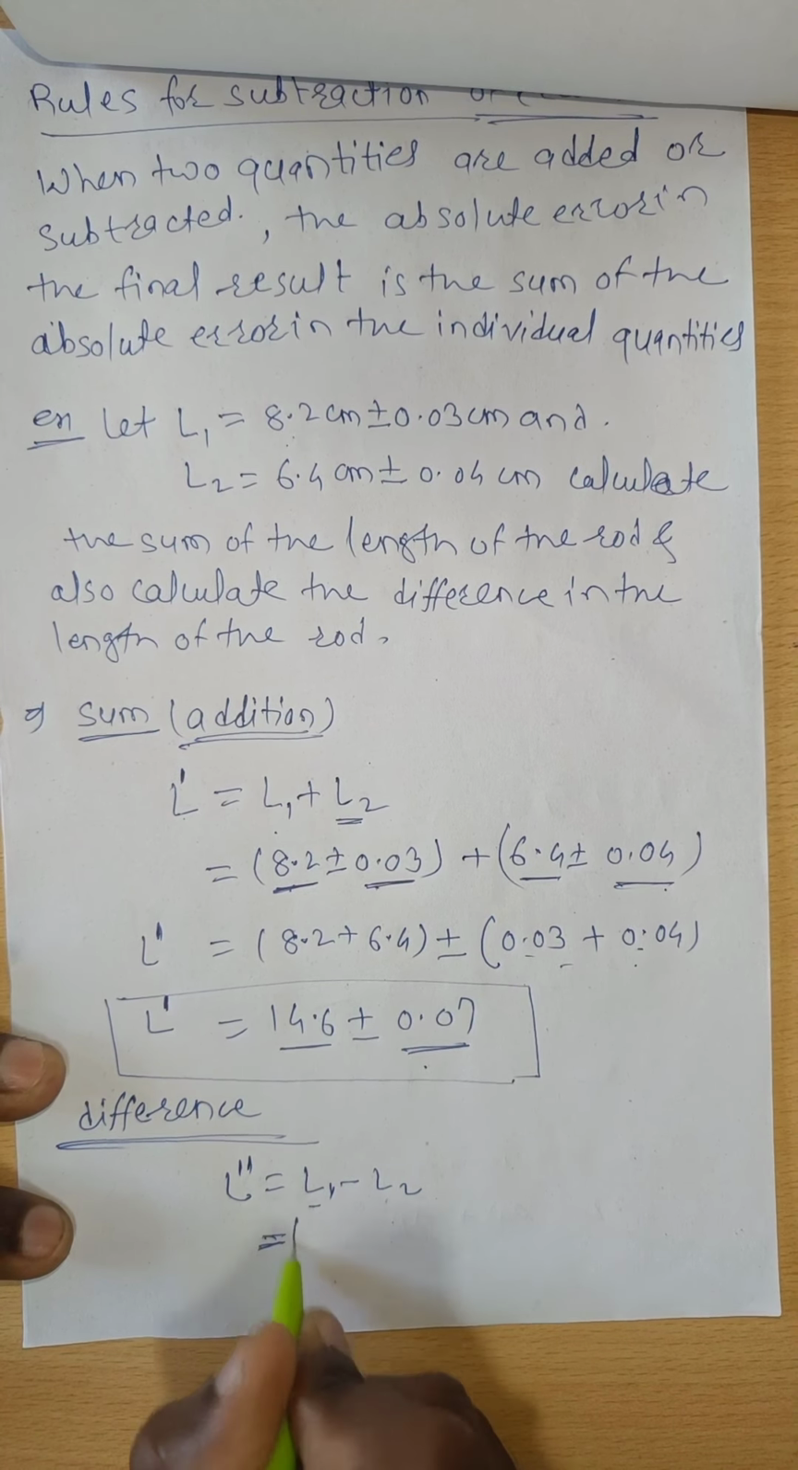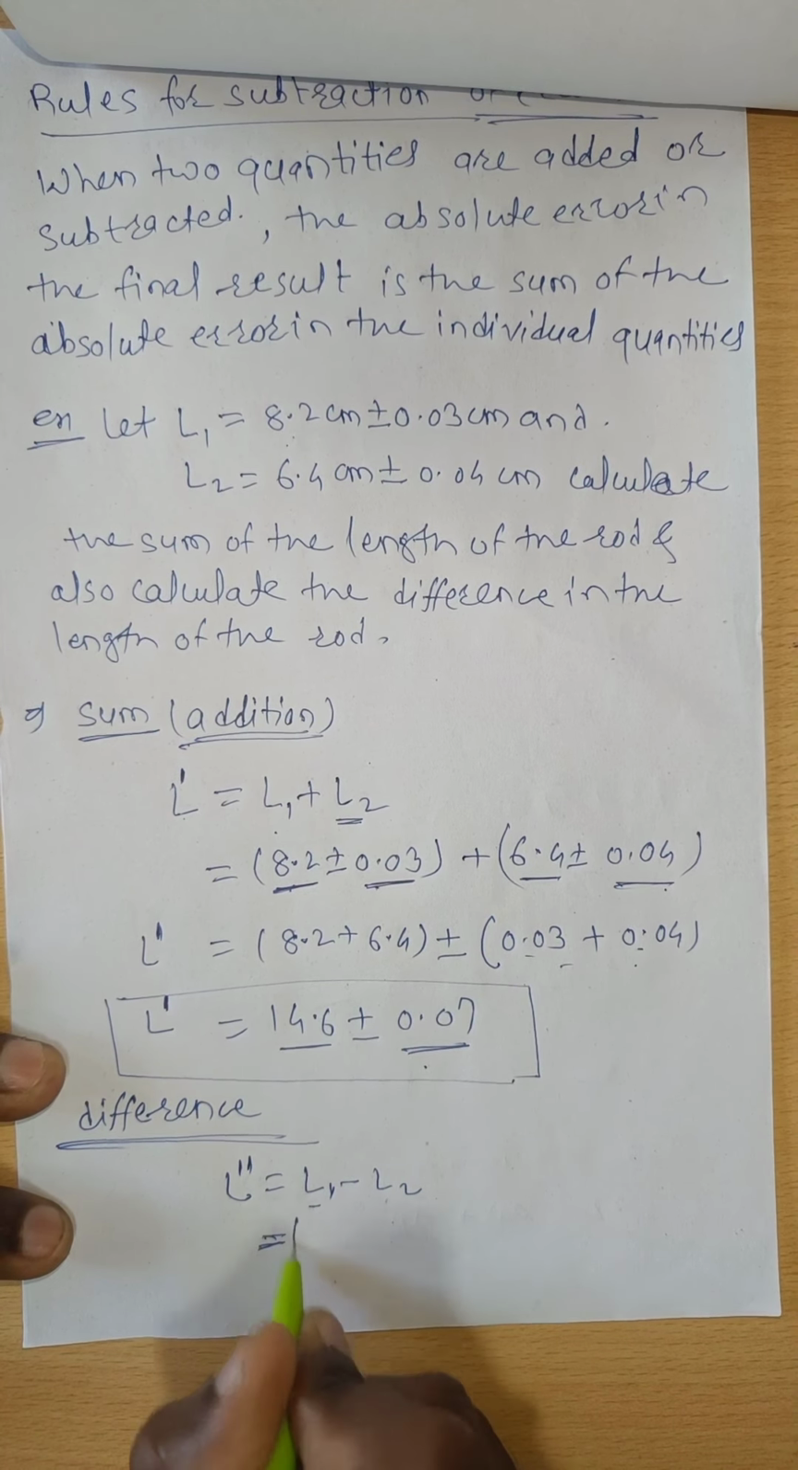While you are taking a difference, you take the difference between their true values, but you always add their errors. So 8.2 minus 6.4 gives 1.8, plus or minus, we add their errors, 0.07.